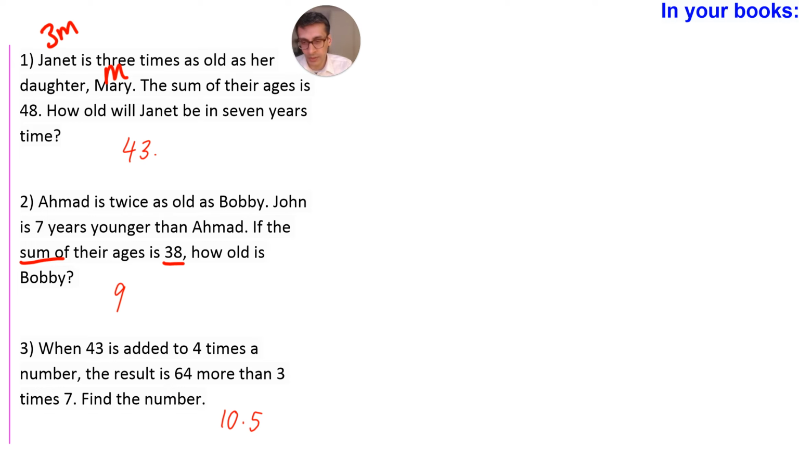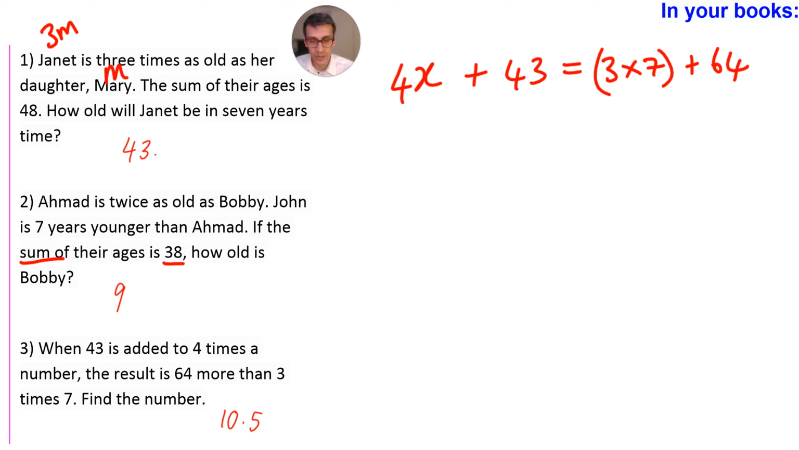When 43 is added to 4 times a number, so we've got some number, we're adding 43 to 4 times that number. So 4 times that number plus 43. The result, so that's equal to 64 more than 3 times 7. So 3 times 7, and we want 64 more than that, so we're adding 64 to that. So 64 more than 3 times 7. Find the number. So we're going to find out what x is here.